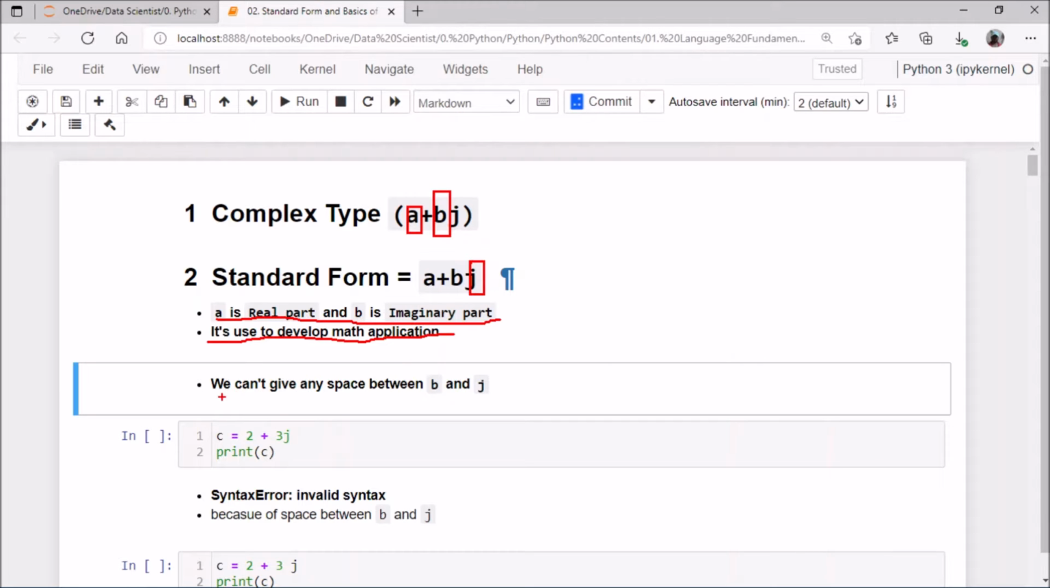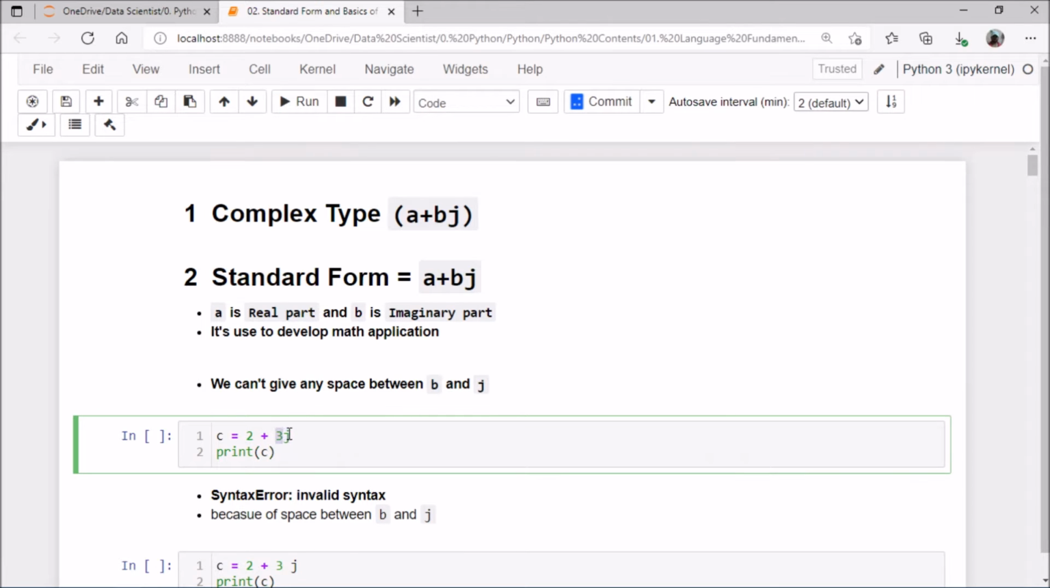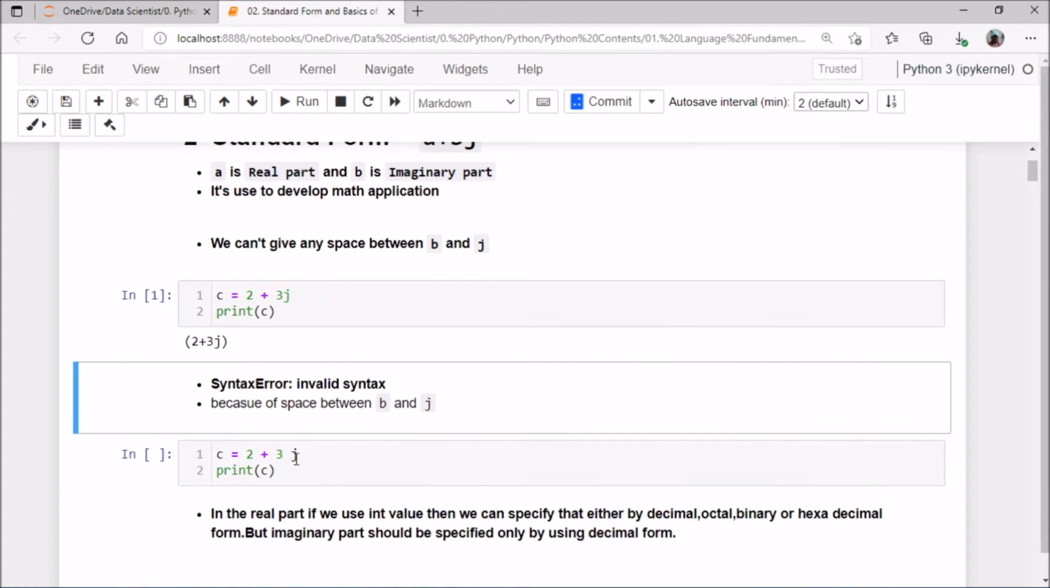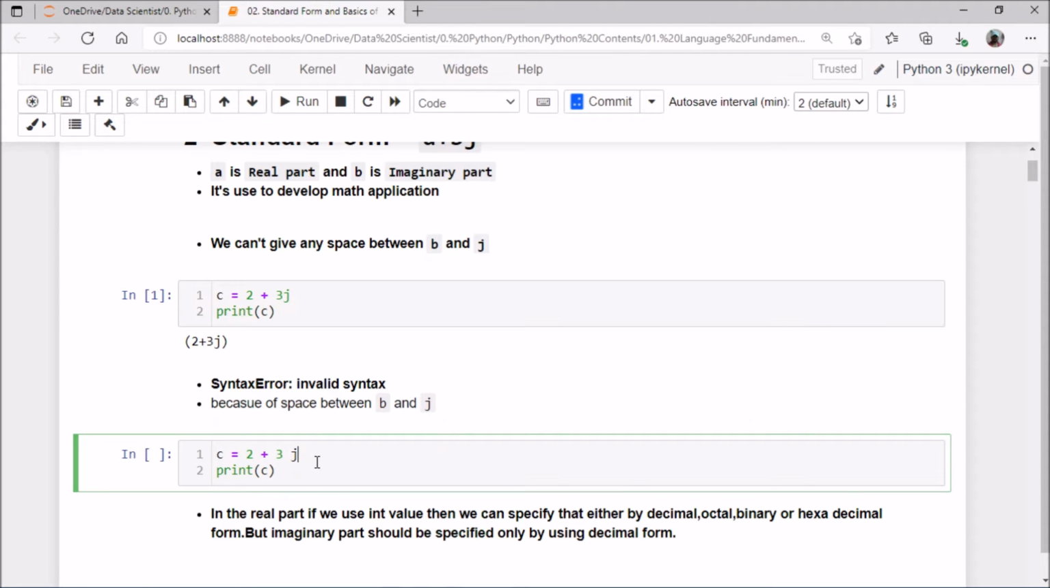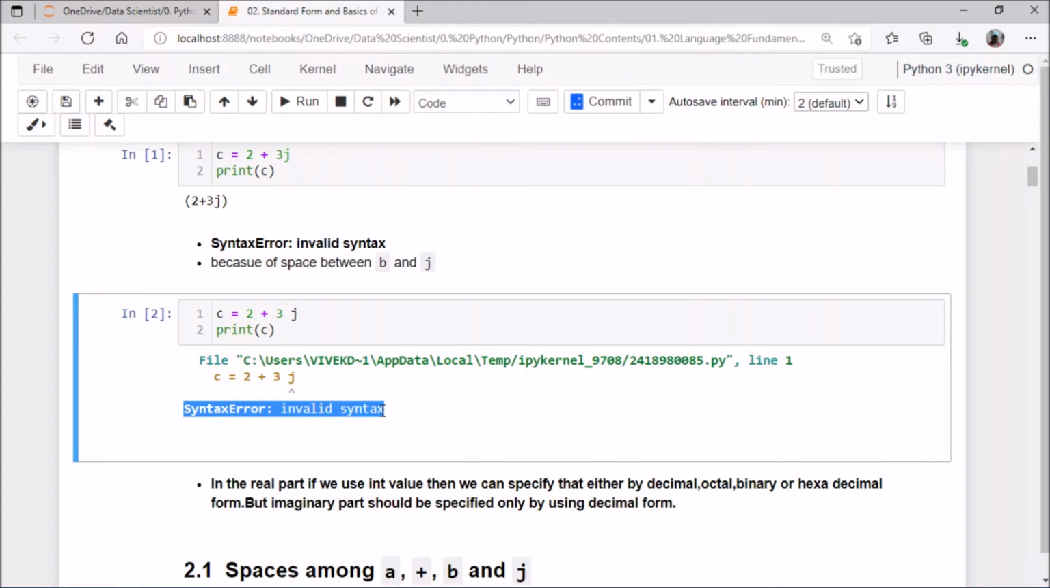Okay, so we can't give any space between b and j. Between b and j we can't give any space. If you give a space, then it will show a syntax error. Here there is no space between 3 and j, so it will execute successfully. But here there is one space between 3 and j. So when we execute this, it will give an error, that is invalid syntax, because between the 3 and j there is one space.